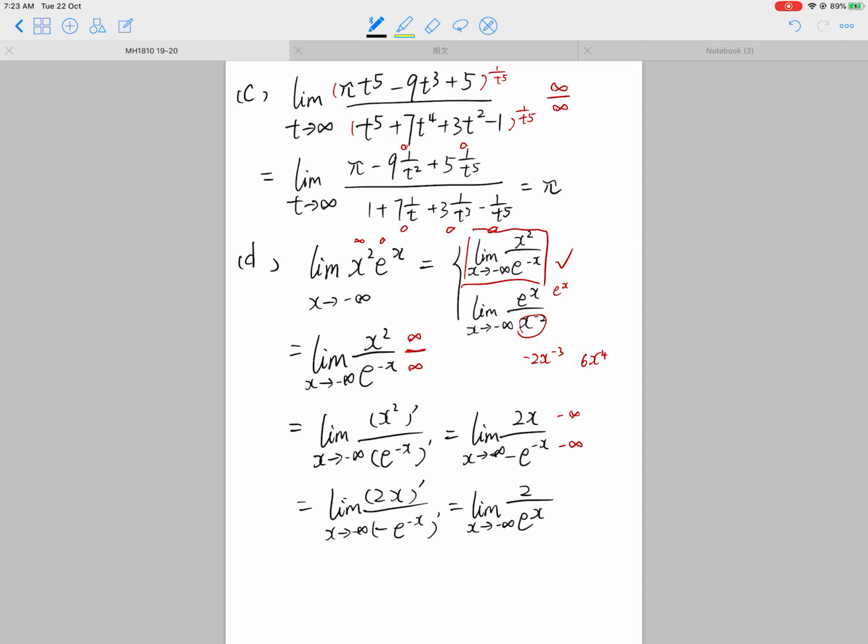Okay, now when x is approaching negative infinity, e to the power of x is approaching 0 from the positive side, right? Then 2 over e to the power of x is approaching positive infinity. Okay, so the result is positive infinity.